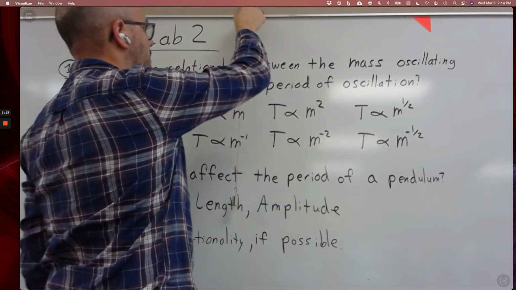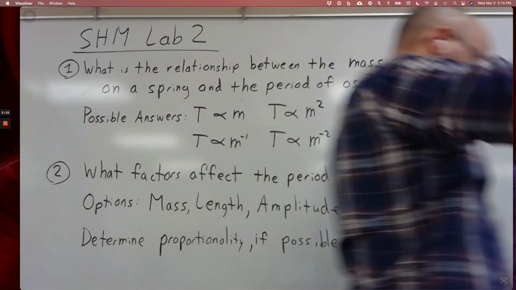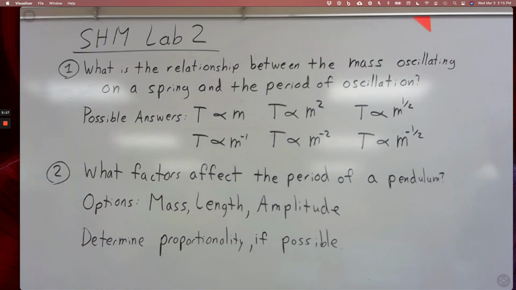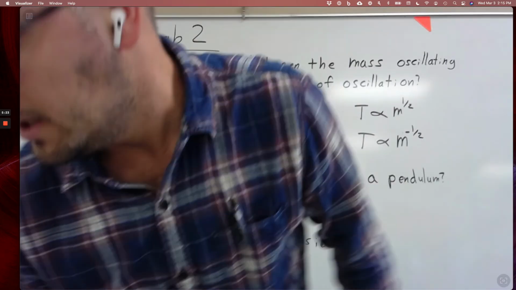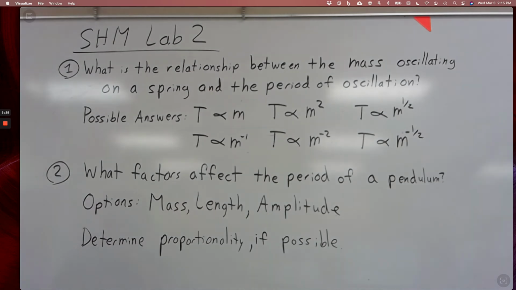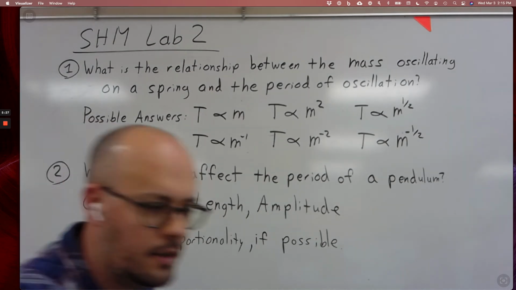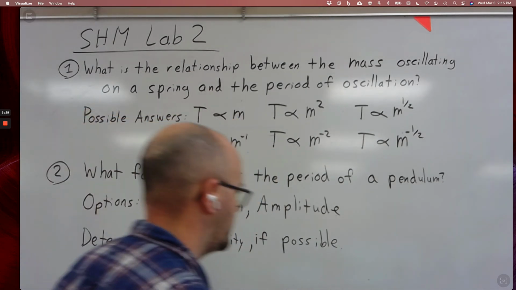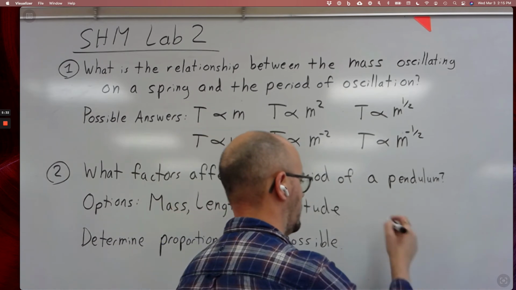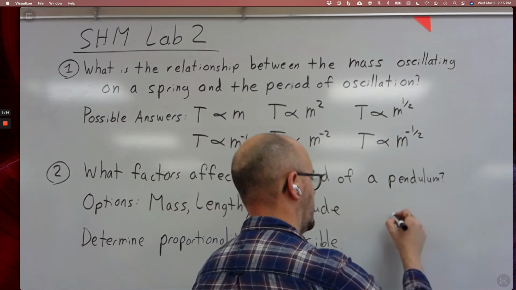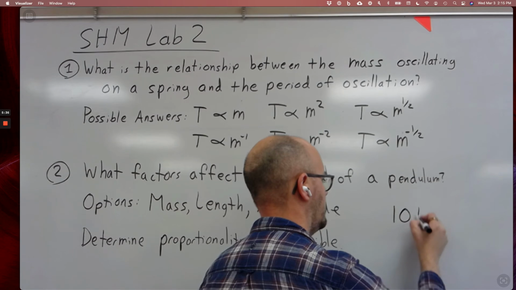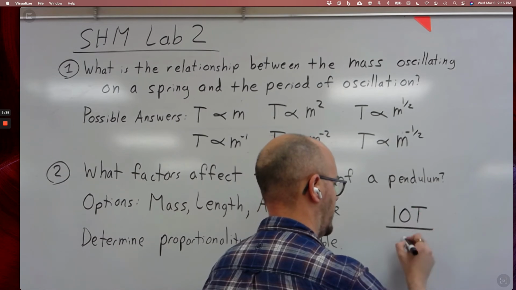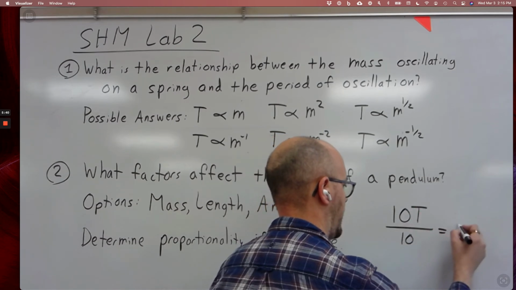My biggest instruction for this lab is when you go to measure period, because you have to do it for both. When you go to measure period, measure 10 periods consecutively with the same time, and then divide by 10. That came out really strangely. Measure 10 periods and divide that by 10 to get the actual period.